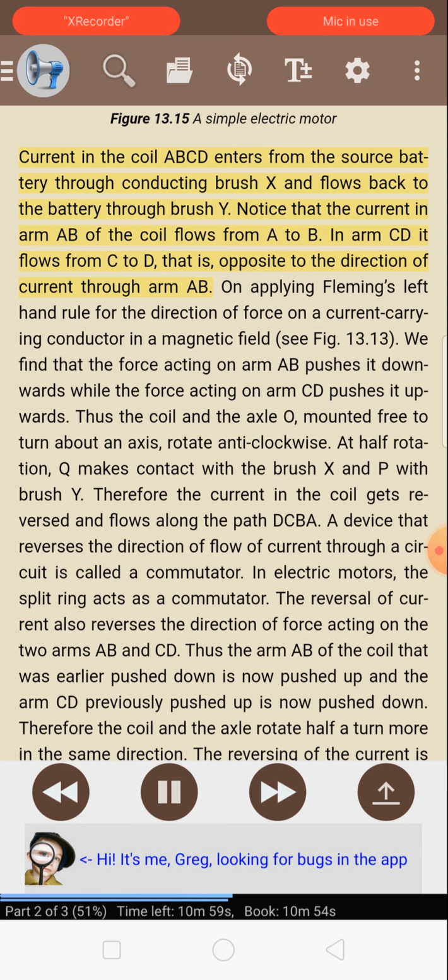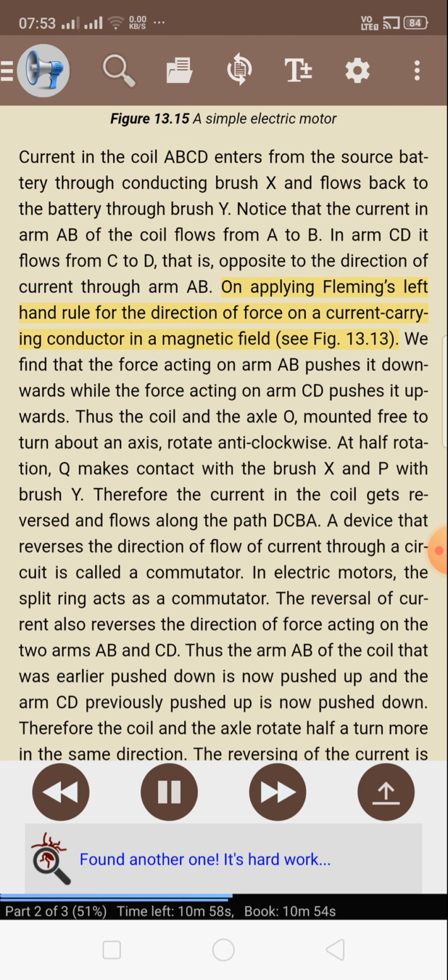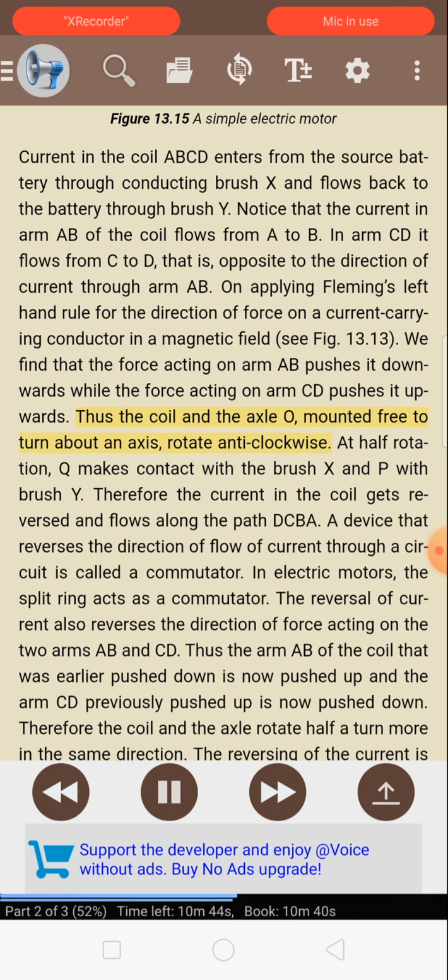Current in the coil ABCD enters from the source battery through conducting brush X and flows back to the battery through brush Y. Notice that the current in arm AB of the coil flows from A to B. In arm CD it flows from C to D, that is, opposite to the direction of current through arm AB. On applying Fleming's left-hand rule for the direction of force on a current-carrying conductor in a magnetic field, see Figure 13.13, we find that the force acting on arm AB pushes it downwards while the force acting on arm CD pushes it upwards. Thus the coil and the axle O, mounted free to turn about an axis, rotate anti-clockwise.